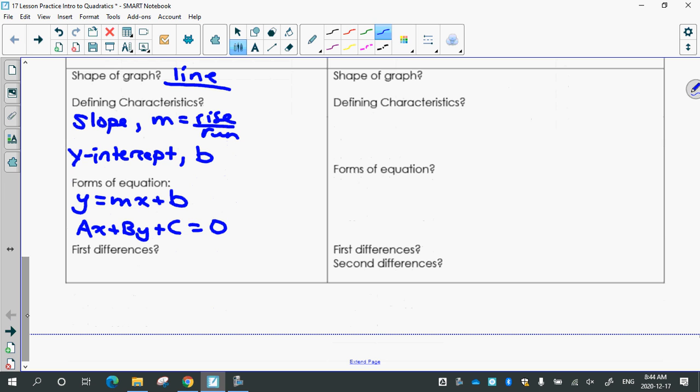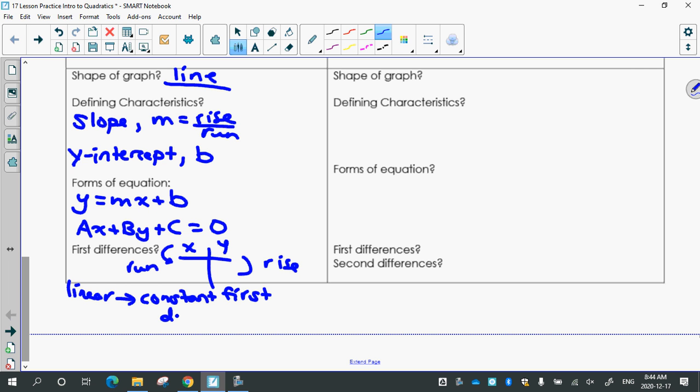And the first differences from the y column were the rise, and the first differences from the x column were the run, and it gave you a way to find the slope. And the first differences for a linear relationship are constant. Linear has constant first differences. So that's an important part to note to yourself: a linear relationship has constant first differences.